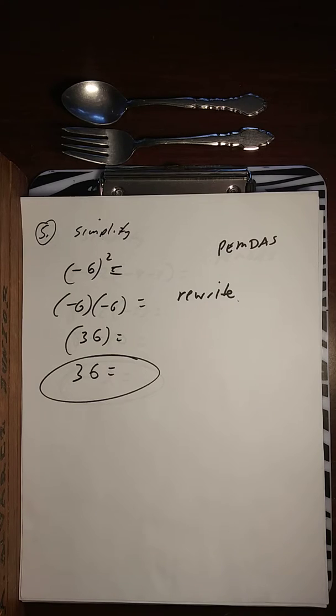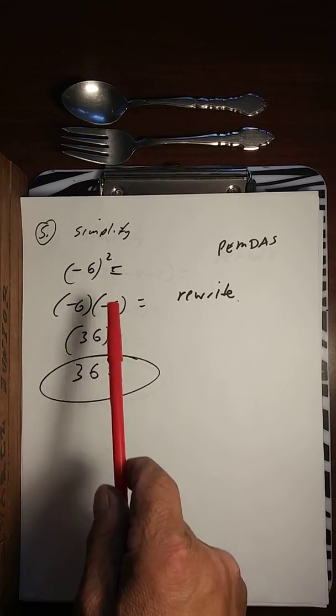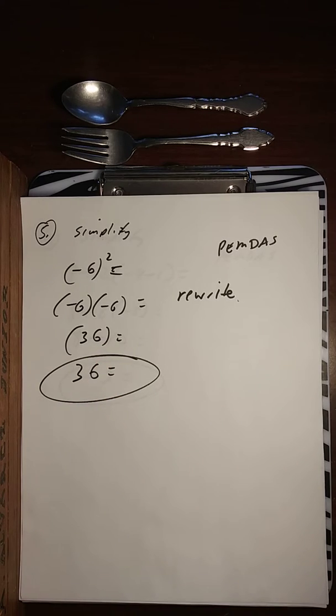So now, negative 6 squared, that means you're going to have to rewrite it. Negative 6, the negative applies to all of it. So negative times negative is a positive, and that's just going to be a positive 36.